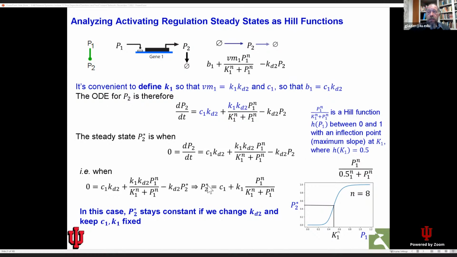And so I discovered that my steady state, P2 star, is C1 plus K1 P1 to the n over K1 to the n plus P1 to the n. Notice I have 1, 2, 3 parameters here. I had 1, 2, 3, 4 parameters before. So there's actually 1 fewer parameter than I thought. That means that if I change KD2 in this equation here, I don't change the steady state.